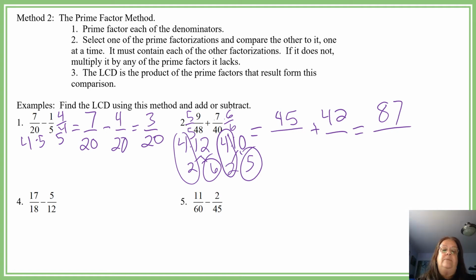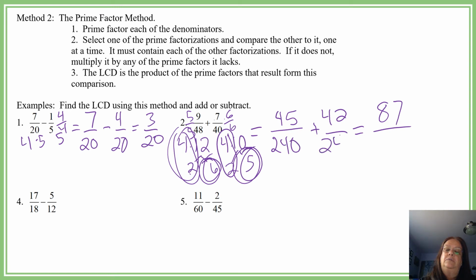All right, 45 plus 42 is 87. Now we have to look at our denominator. Our denominator is 8 times 6 times 5. Well, 8, and 5 is 40. 40 times 6, 4 times 6 is 24, so it's 240. Okay. All right, 17 18ths.